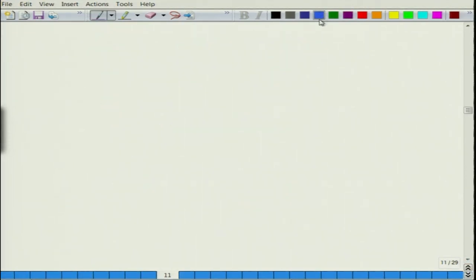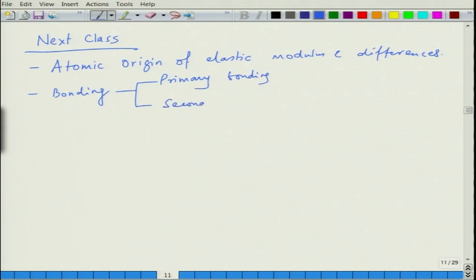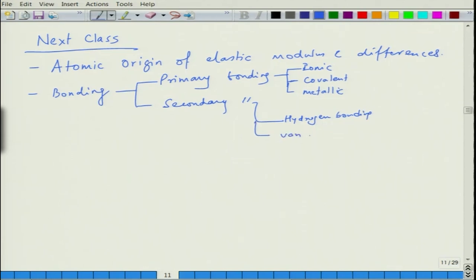So, in the next lecture, we will look at the atomic origin of elastic modulus and its differences, which is basically related to bonding. We know that materials have primary bonding and secondary bonding. In primary bonding, we have ionic bond, covalent bond and metallic bond. And in secondary bonding, we have hydrogen bonding, van der Waals bonding, and some other secondary bondings.